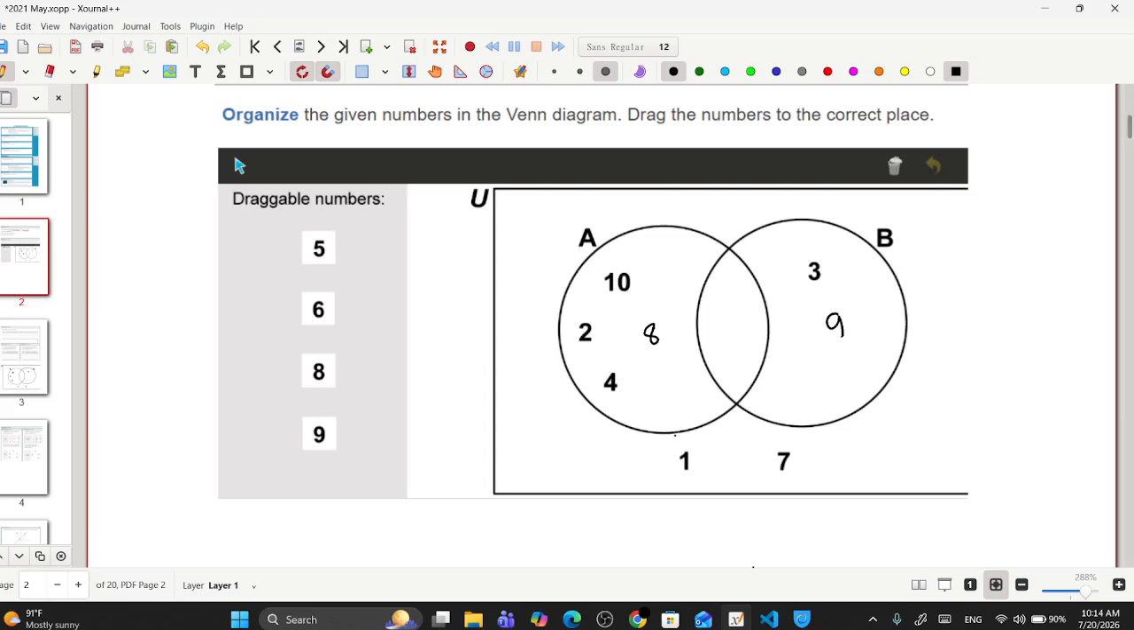But there's one number that's also a multiple of 2 and a multiple of 3. Out of the options that we have, 8 and 9 are eliminated. What about 6? 6 is a number that can be present in both. And 5 is a part of the universal set, but it's not a part of either of the two sets. Alright? So that's how we are going to categorize our numbers. Make sense? Yeah. Alright.